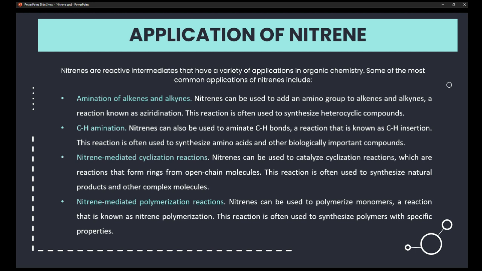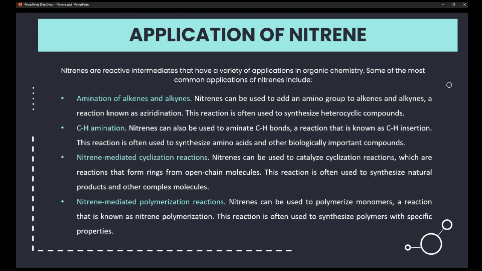Nitrenes are reactive intermediates that have a variety of applications in organic chemistry. Some of the most common applications of nitrene include amination of alkenes and alkynes. Nitrenes can be used to add an amino group to alkenes and alkynes, a reaction known as aziridination. This reaction is often used to synthesize heterocyclic compounds. C-H amination: nitrenes can also be used to aminate C-H bonds, a reaction known as C-H insertion. This reaction is often used to synthesize amino acids and other biologically important compounds.